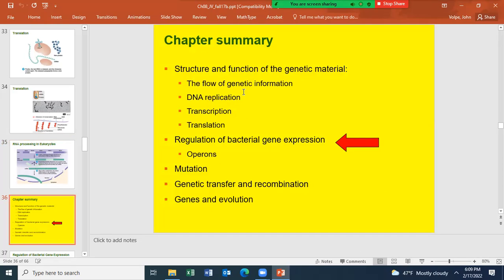All right, we talked about the structure and function of the genetic material. Let's move on to the regulation of bacterial gene expression. That happens with an operon.